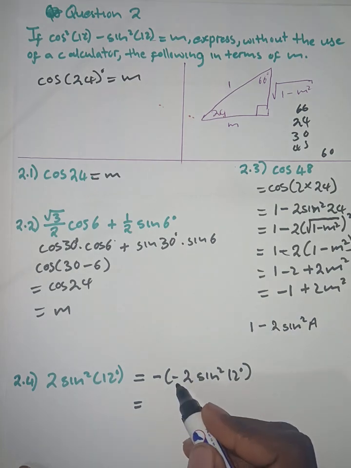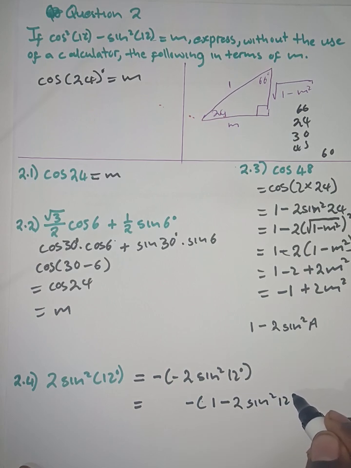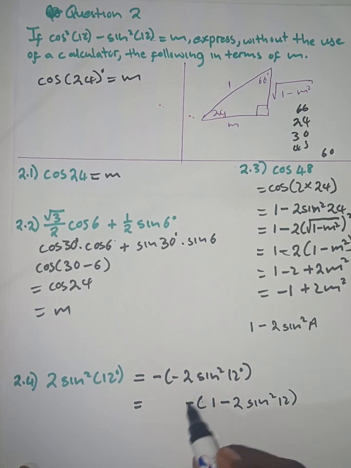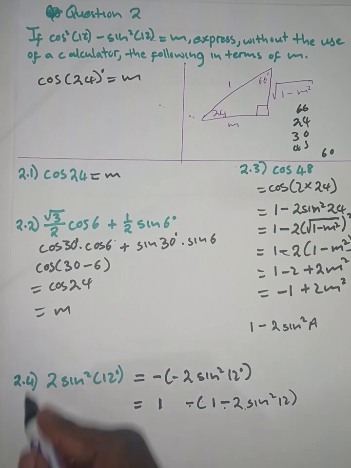Now we don't have that happening there. So what I'm going to do is put that 1 there, and just watch what I'm going to do next. So this is going to be 1 minus 2 sine squared of 12 degrees. But remember I've added a 1 there, so when I distribute that it will become negative 1. So I'm just going to put a positive 1 there, because a negative 1 plus a 1 gives me 0, and a negative multiplied by that negative leads me to what I had initially.